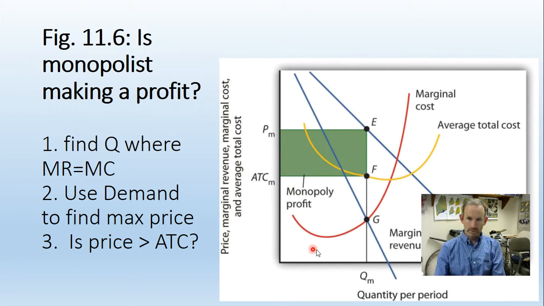If you want to know if a monopolist is making a profit, you first apply that marginal decision rule. So find the quantity where marginal revenue and marginal cost intersect. That's here at G. Then you use the demand curve to find the price you're going to charge. So that's off of point E, price is PM.